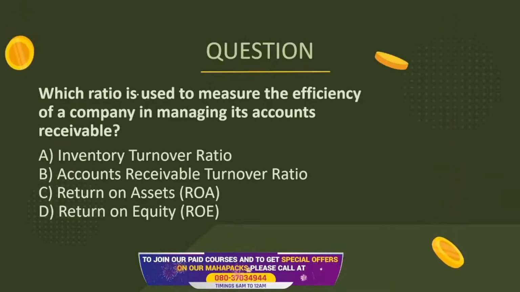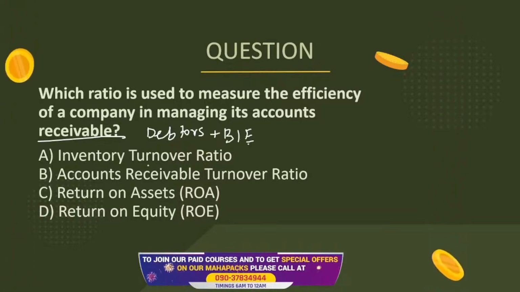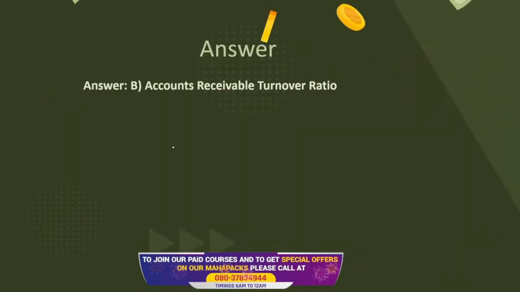Next, which of the following is to measure the efficiency of the management of the company in managing its accounts receivable? What do you mean by accounts receivable, everyone? Accounts receivable are debtors and bills receivable. You don't really have to think much, because if it is exclusively for accounts receivable, it's going to be the ratio related to that only. Debtors plus bills of exchange. So in this case, it's going to be accounts receivable turnover ratio. So it's going to be B.